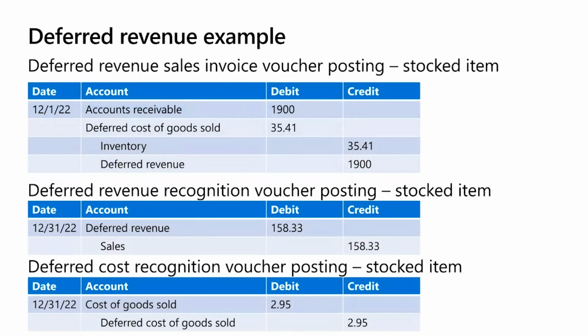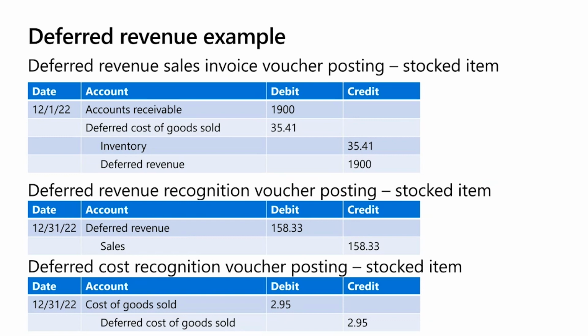When we add the deferral to the picture, we have a little bit different posting happening here. So we're going to create two deferral schedules in this case, one for the revenue side and one for the cost side. So our original invoice voucher is going to change a little bit in that we're going to now post to deferred cost of goods sold, and we're going to post to deferred revenue. When that happens, what will happen is we'll break those out into two different schedules.